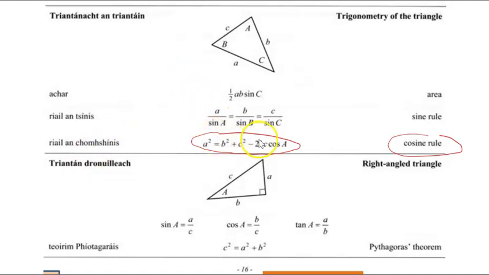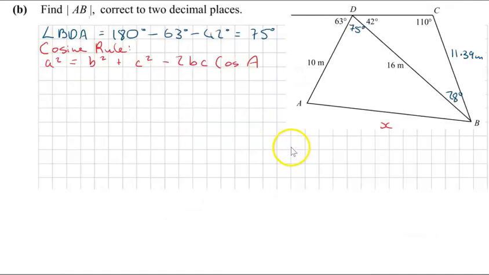So we're going to go with the cosine rule here, which is on page 16 of our formula book. But really you should always try the sine rule first, and if that doesn't work, then try the cosine rule. But as it turns out, the cosine rule is what will work here. So here's our cosine rule. A squared equals b squared plus c squared minus 2bc cos A.